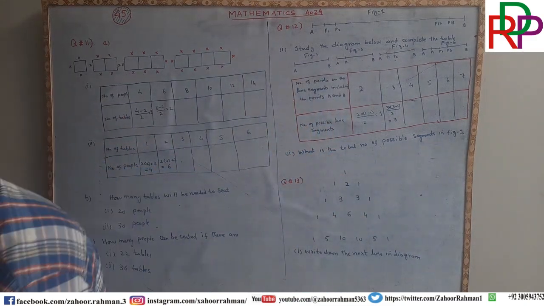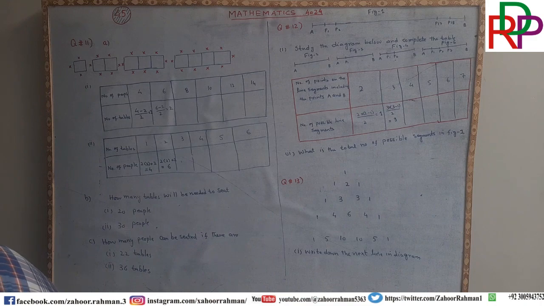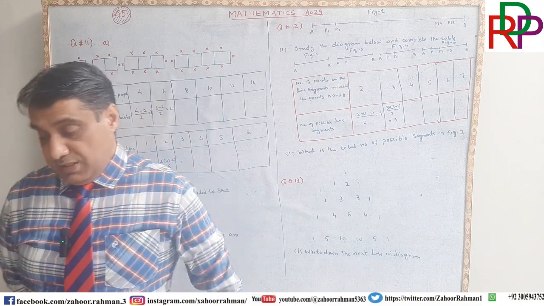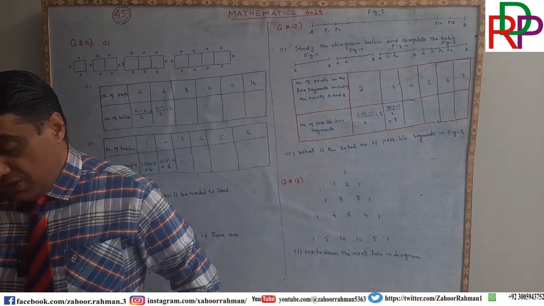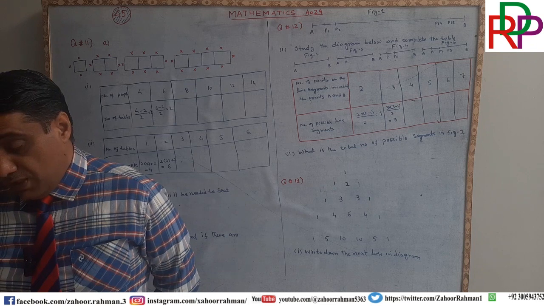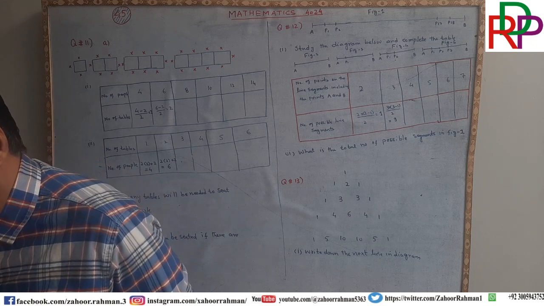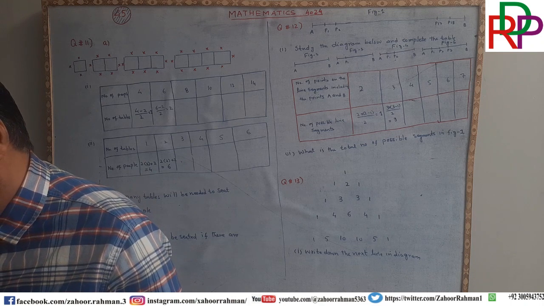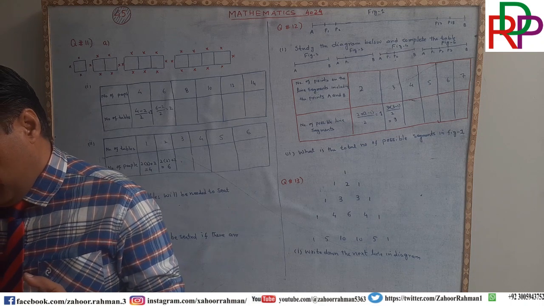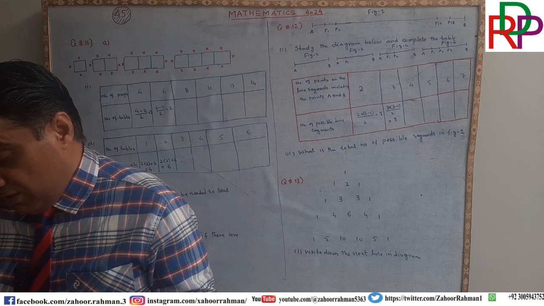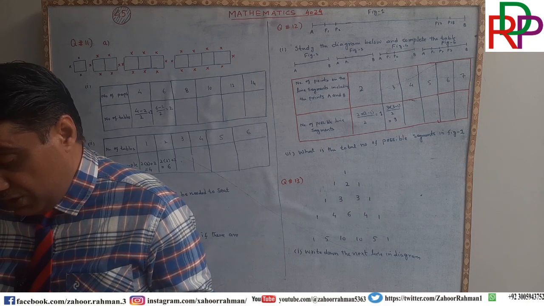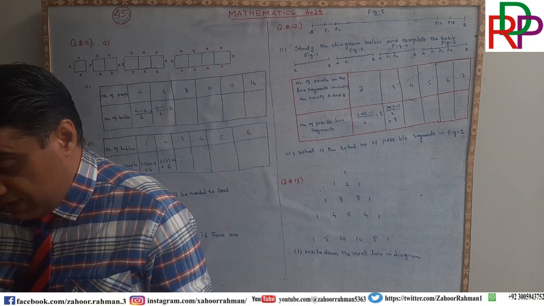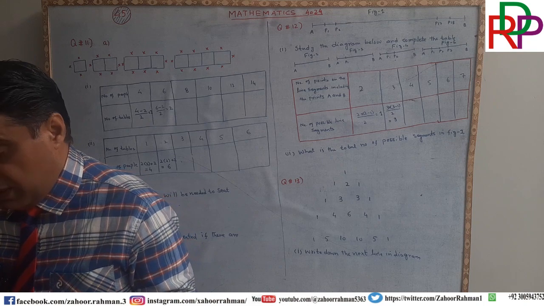The question is given on page number 174, and the question is saying a restaurant has only small square tables that can be joined end to end to form a large long table. Each small square table can seat only one person on each side.